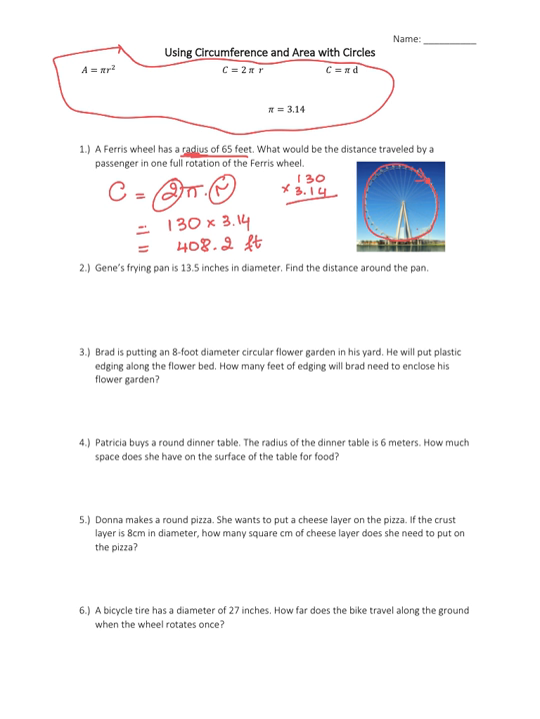Number 2, the tin frying pan is 13.5 inches in diameter. Find the distance around the pan. So they're giving you the diameter and you're looking for the circumference. So I'm going to use the formula that has the diameter, which is pi times diameter. So I will have 3.14 times 13.5. You can pause the video and multiply them.